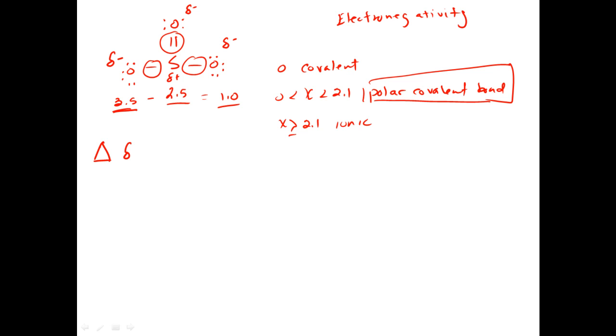Now, why is this so important? Well, when we look at the type of bonding that occurs and the geometry of the molecule, we can determine whether the molecule is polar or not.